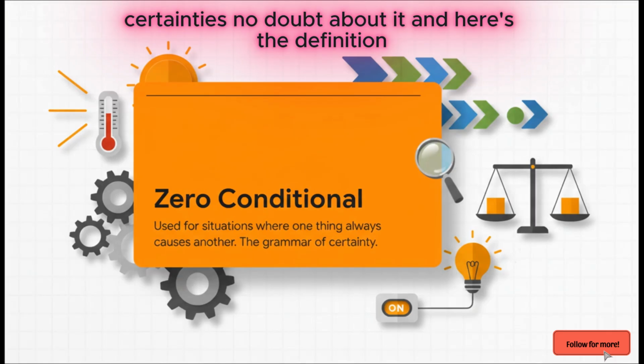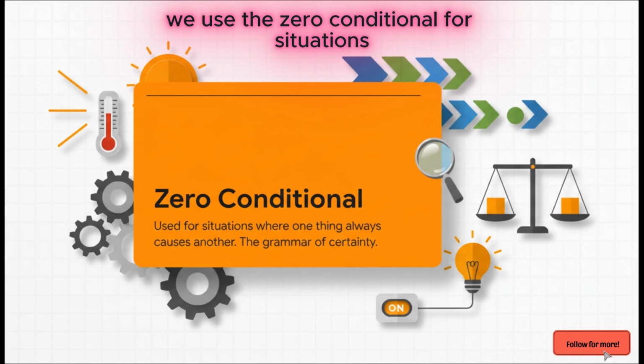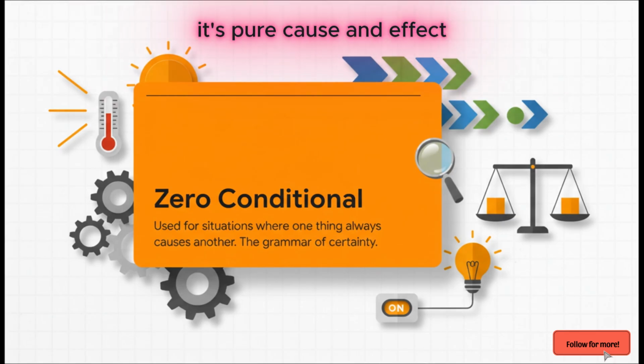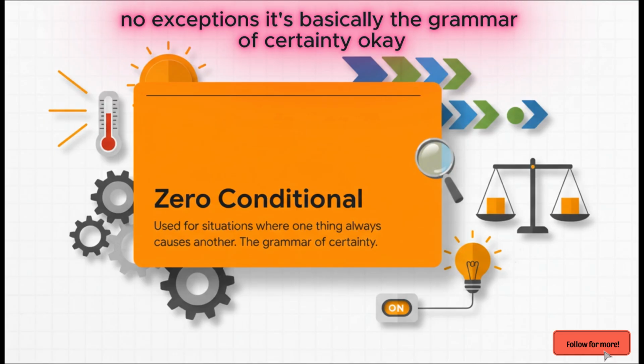And here's the definition. It's actually super simple. We use the zero conditional for situations where one thing always causes another. It's pure cause and effect. You know, if this thing happens, then that thing is a guaranteed result. Every single time. No exceptions. It's basically the grammar of certainty.